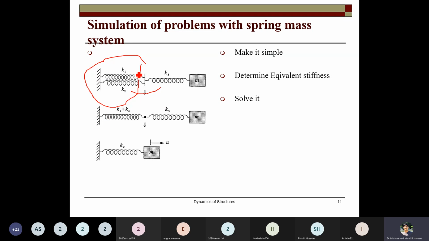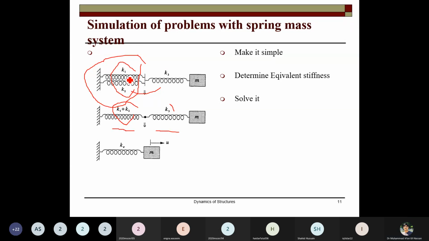How to make it simple? These parallel springs will convert to an equivalent stiffness because they are parallel. So the equivalent stiffness is K1 plus K2. Now the sum of K1 and K2 will be in line with K3. So K1 plus K2 and K3 are in series, but K1 and K2 are in parallel.